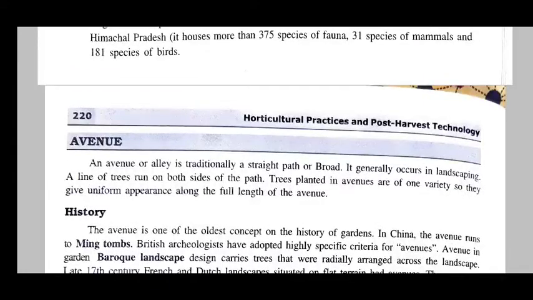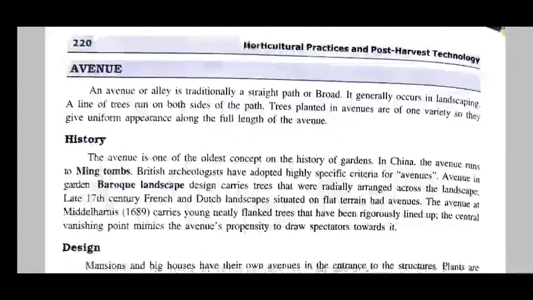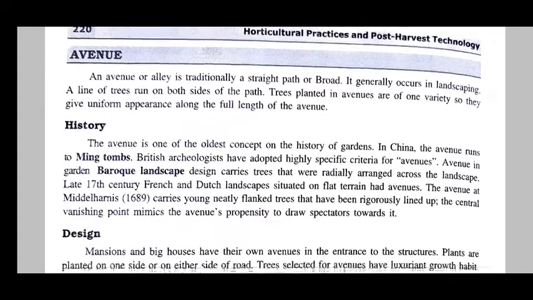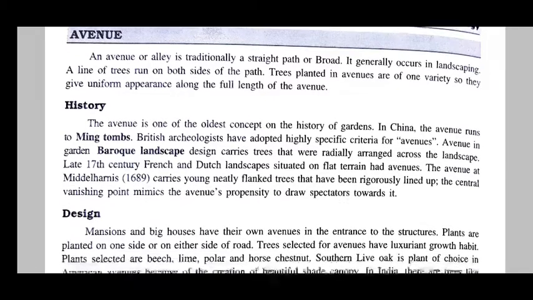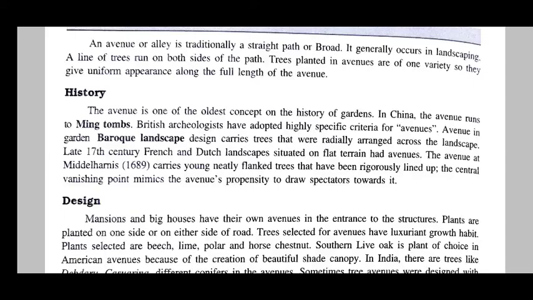Avenue means the same type of species of plants are seen over a long range of area. An avenue is planted with the same type of tree, and some of the plants are very good in the culture. They are deciduous forest, and most of the plants are the same height. So in history, the Ming tombs and avenue landscape were seen first in China, and the French and Dutch also did it in the 17th century.